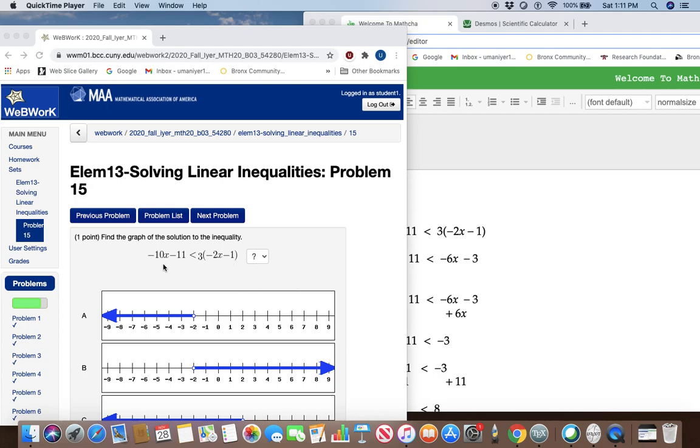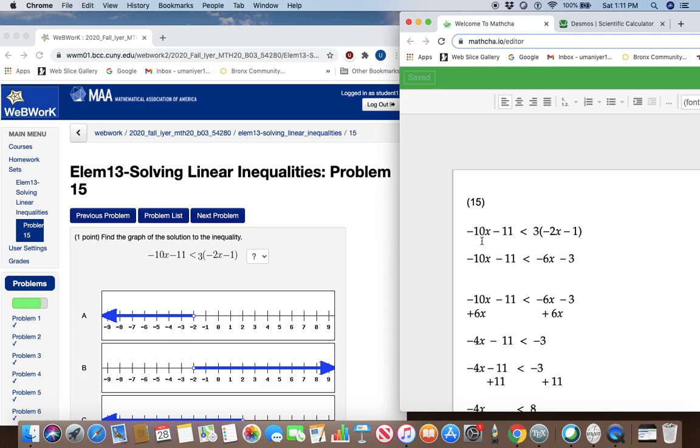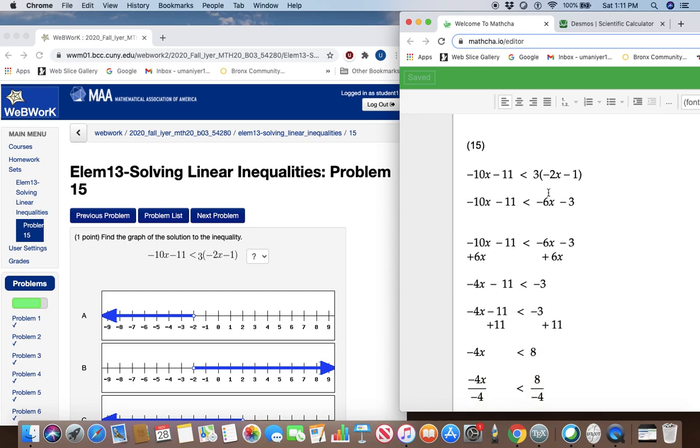Back, you want to solve the inequality negative 10x minus 11 less than 3 times negative 2x minus 1. So here is the inequality. First, distribute the 3. So left hand side is fine as it is, less than 3 times negative 2x is negative 6x. 3 times 1 is 3 with a negative minus in the middle. Now, I'm trying to get rid of x from here because I already have an x. Add 6x to both sides.